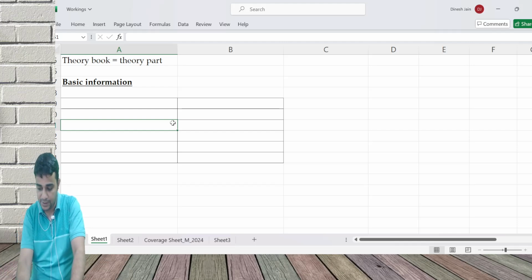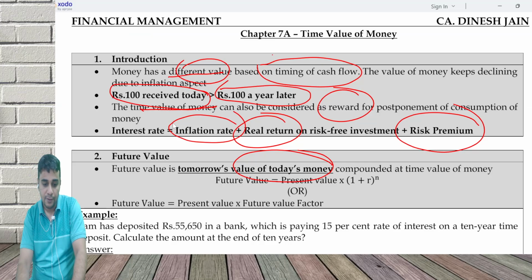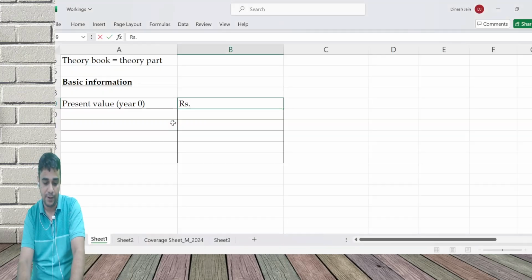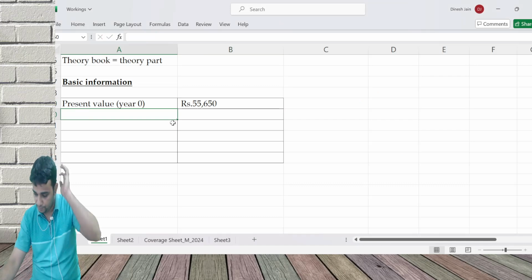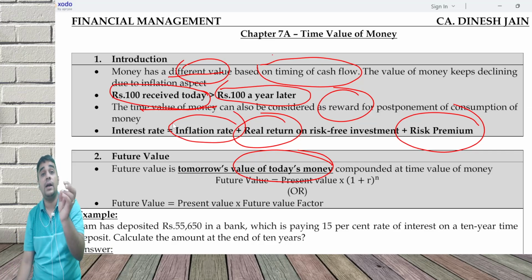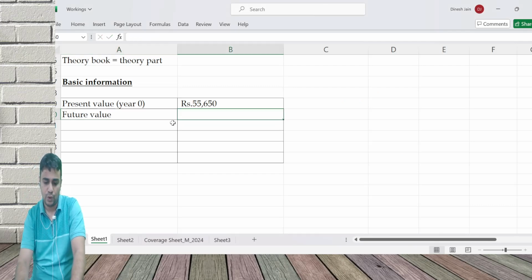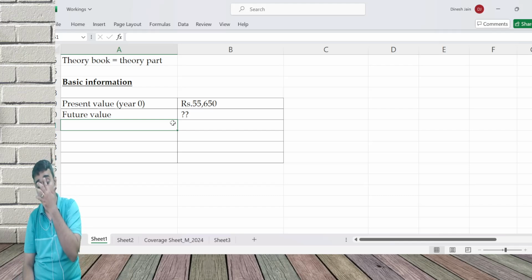Point number 1, present value. Year 0. The question has mentioned 55,650. I am depositing rupees 55,650 today. What is the question asking? Amount at the end of 10 years. Amount at the end of 10 years means future value, question mark.